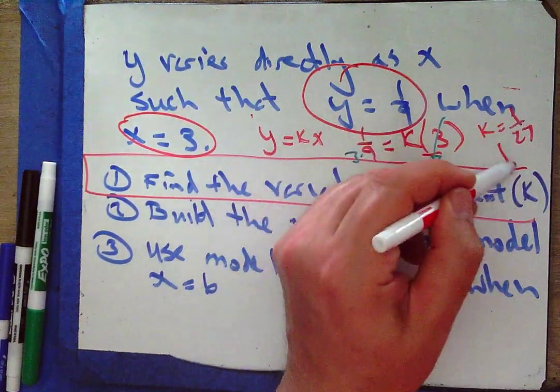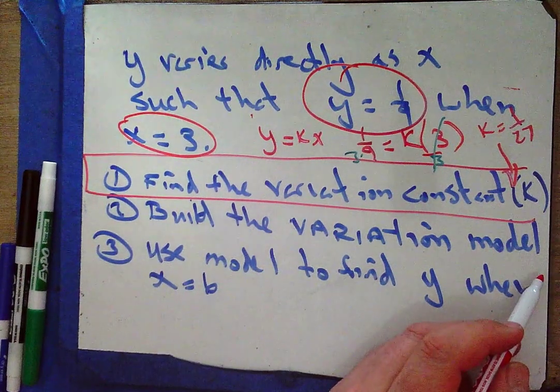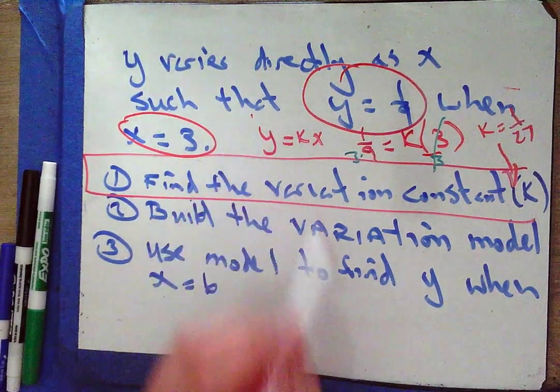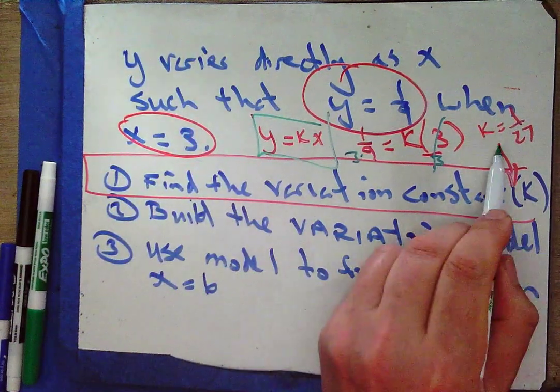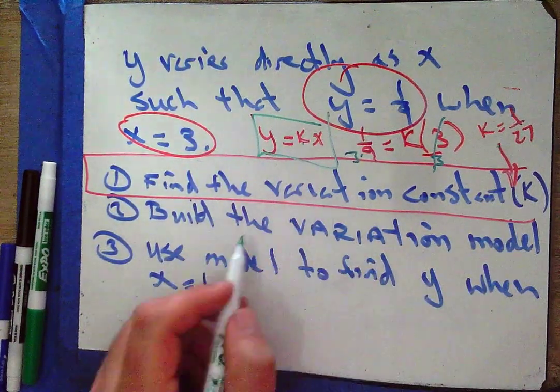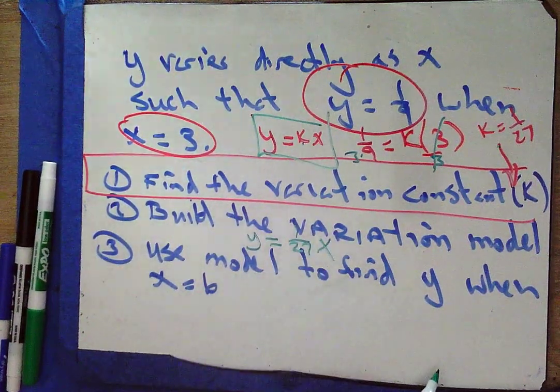Well, that's the first question. Find the constant of variation. The second says build the variation model. Well, remember y equals kx that we were talking about? Well, I'm just going to plug this k in there. And so now I have y equals 1 over 27x. That's building the variation model.